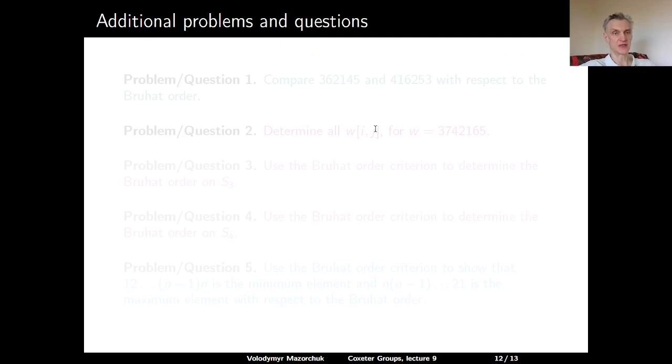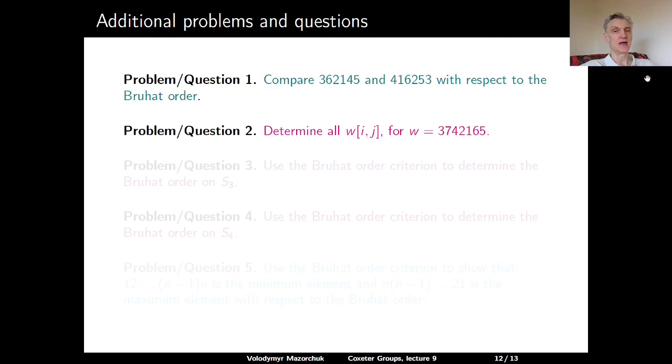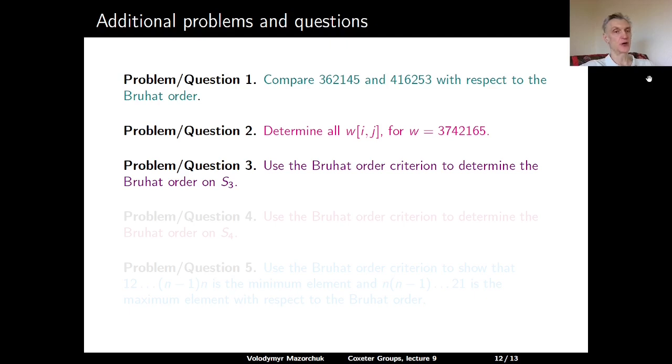Additional problems and questions at the end. Problem question 1. Compare 362145 and 416253 with respect to the Bruhat order. Problem question 2. Determine all w_i,j for w being 3741652. Problem question 3. Use a Bruhat order criterion to determine the Bruhat graph on S3. Problem question 4. Use the Bruhat order criterion to determine the Bruhat order on S4.